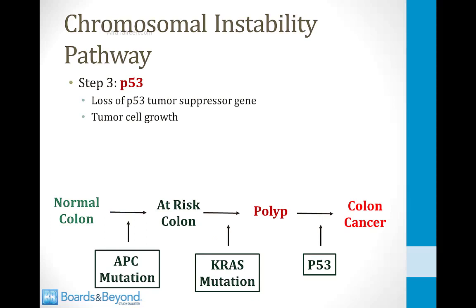The final step in the chromosomal instability pathway involves the p53 gene. p53 is a tumor suppressor gene which plays a role in many different cancers, including colon cancer.